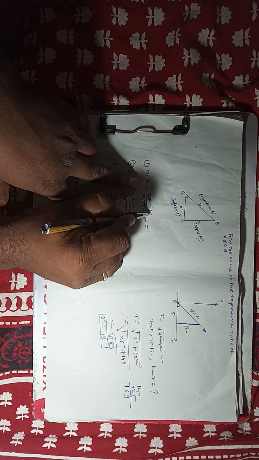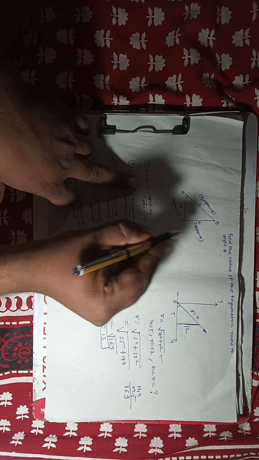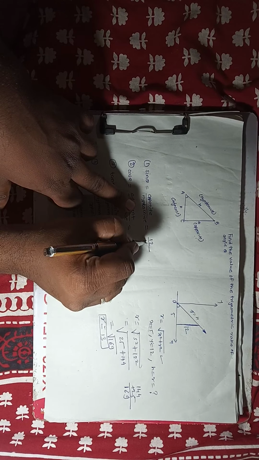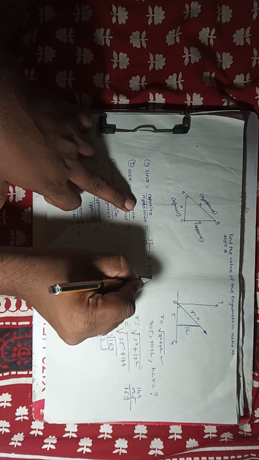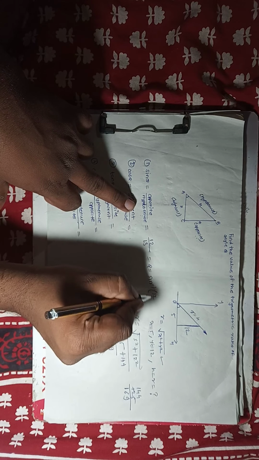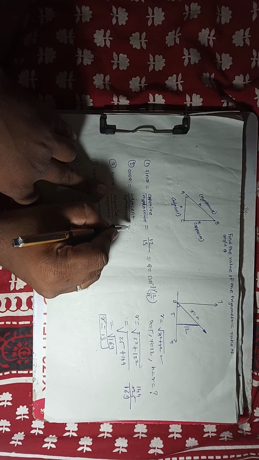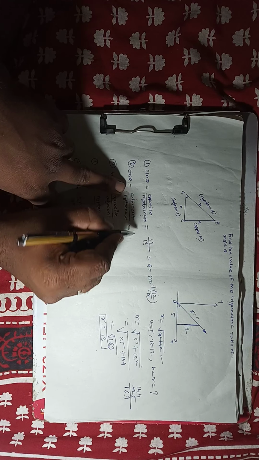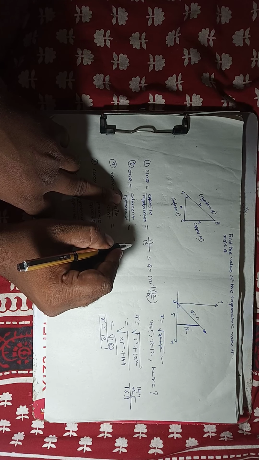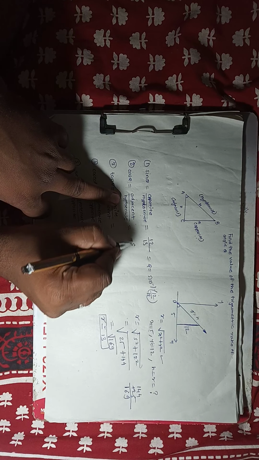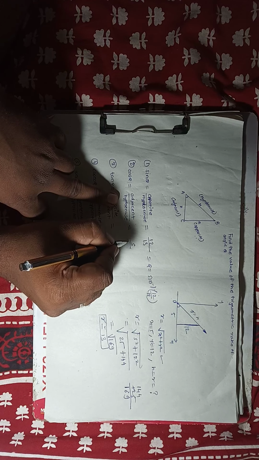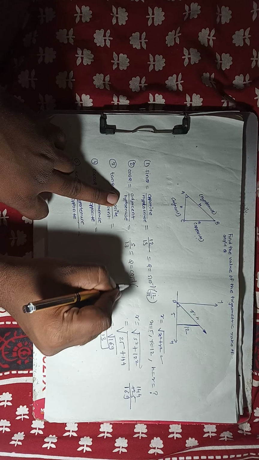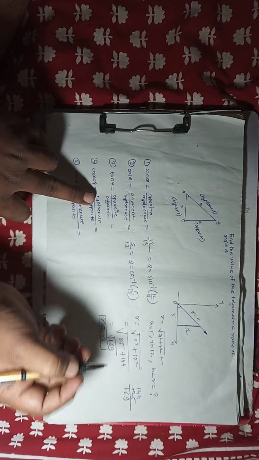So opposite divided by hypotenuse. Opposite is this side. So opposite 12, hypotenuse is 13. So theta is equal to sine inverse 12 by 13. In second example, we have to calculate value of theta. So here adjacent divided by hypotenuse. So adjacent is 5 and hypotenuse is 13. So theta is equal to cos inverse 5 by 13.